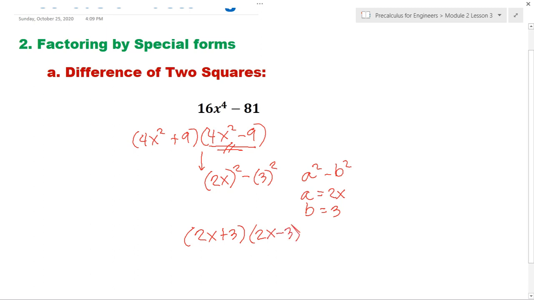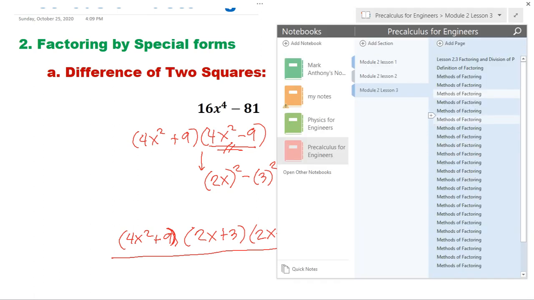Therefore, our factor pala sa 16x to the 4th minus 81 is 4x squared plus 9 times 2x plus 3, then 2x minus 3. So, mahaba siya. So, ito yung final answer niya. So, let's proceed to the next one.